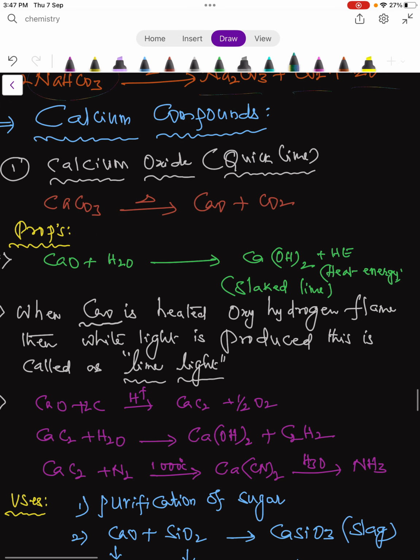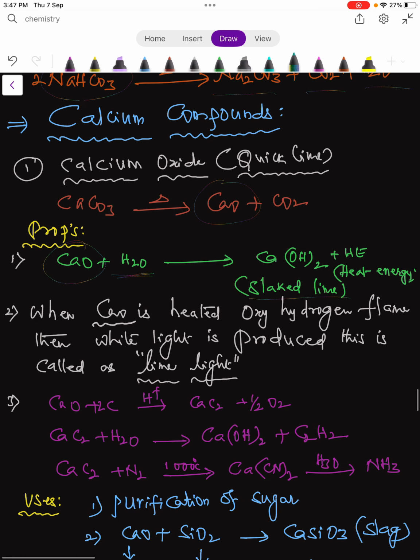Let us see compounds of calcium also. First one is calcium oxide. Generally calcium oxide is produced when calcium carbonate is heated. When calcium oxide reacts with water, we get slaked lime, calcium hydroxide, and at the same time some heat energy is released. When calcium oxide is heated in an oxyhydrogen flame, white light is produced. This is called limelight.